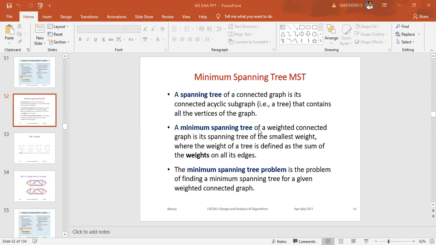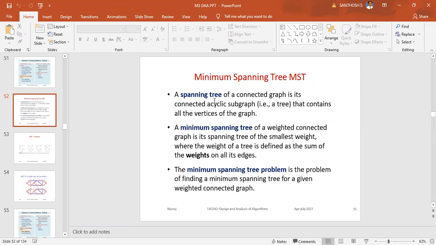So a minimum spanning tree of a weighted connected graph: keep in mind, spanning tree is for a connected graph, while minimum spanning tree is for a weighted connected graph. It is a spanning tree of the smallest weight, where the weight of the tree is defined as the sum of weights on all its edges. So the weight of a tree is the sum of weights on all its edges.